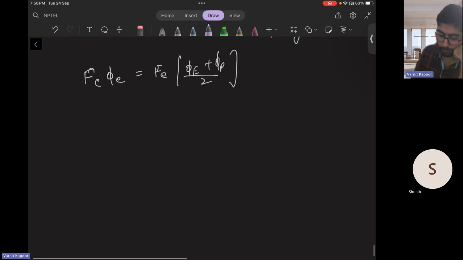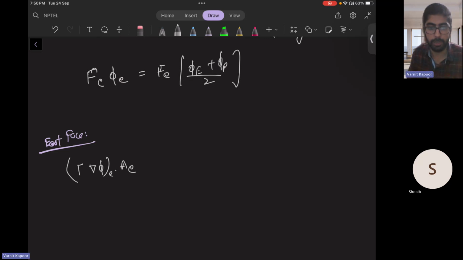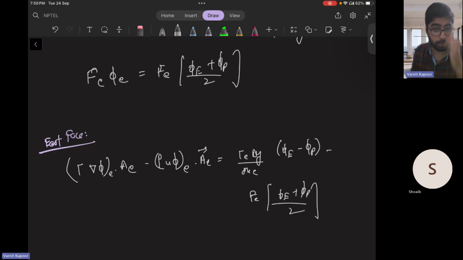So when I'm writing the complete equation for the east face, what will I write? Gamma grad phi east dot A east, minus rho u phi east dot A east, is equal to De times (phi E minus phi P) minus Fe times (phi E plus phi P) divided by 2. Similarly, we'll write for the west face, north face, south face, and take the difference of these terms.